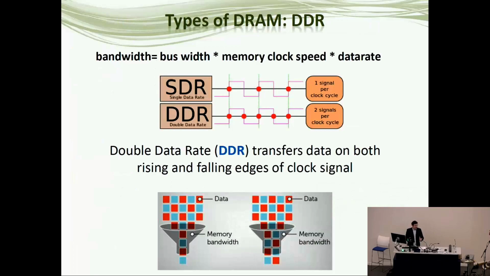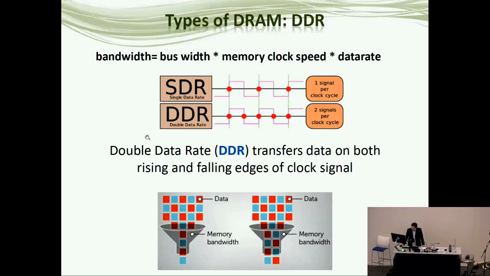DRAM has evolved over time. There's obviously a lot of commercial interest in this. Fundamentally, the bandwidth, that's the amount of data per time that can be transferred, is given by a product of the bus width, that's how many bits the memory is, the speed that you're running the memory at, which is probably not the same as the speed of your CPU. CPUs go much faster than memory. And then multiplied by what's called the data rate. That's how many times we can use the memory per clock cycle.